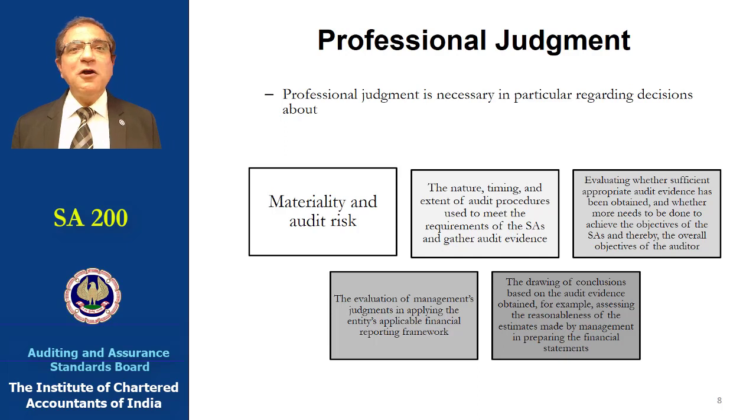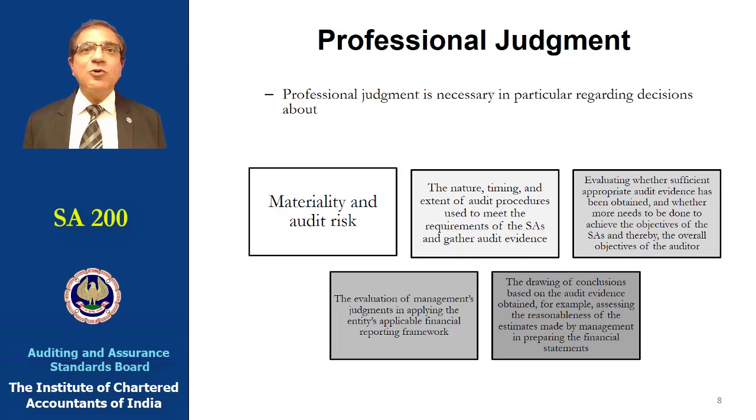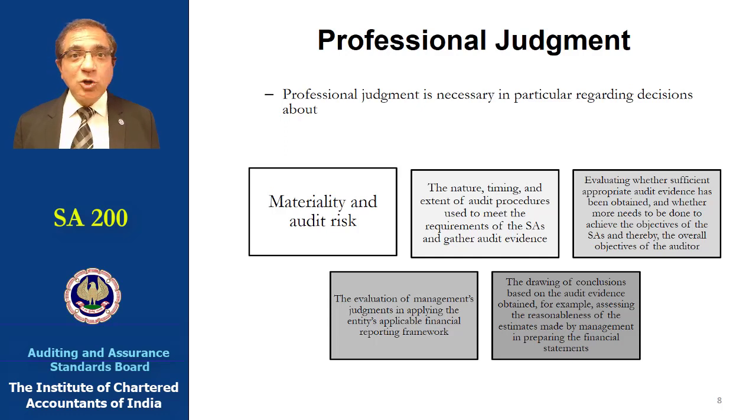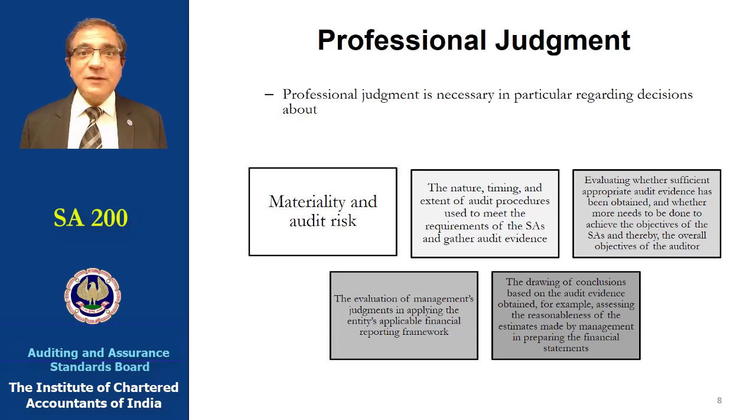And finally, the drawing of conclusions. Having come across certain matters and evaluated them, the auditor needs to conclude whether the financial statements are true and fair. So to what extent has he disposed of the observations that arose during the course of the audit? If there are any misstatements, he needs to evaluate the aggregate impact of such misstatements. It could be both positive and negative. When you aggregate it, you will get a particular amount.